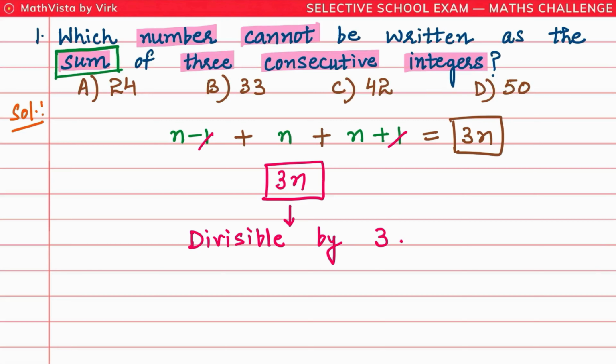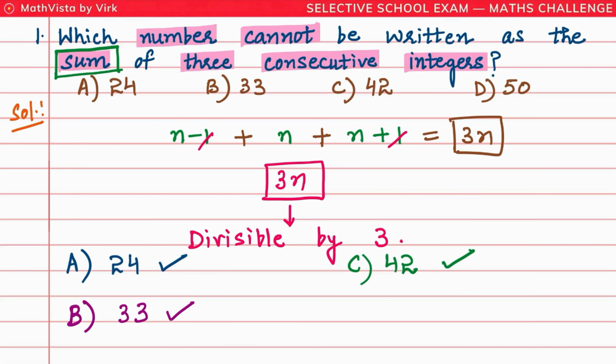Okay. So, now we need to look at all the options one by one. The first option is 24. Is it divisible by 3? Yes. Now, option B, that is 33. Is it also divisible by 3? Yes. The third one is 42. Is 42 divisible by 3? Of course. Now, we are moving to option D.